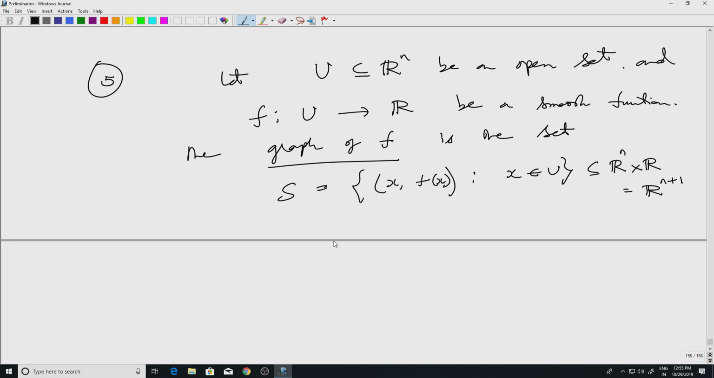Now, pictorially, U is some open set, and the graph, this is S. At each point x, one can think of the second coordinate as height over x. So at the point x, you go to height f of x. You can go above if f of x is positive, or below if f of x is negative. Now I would like to say that the graph of a smooth function is always a submanifold.